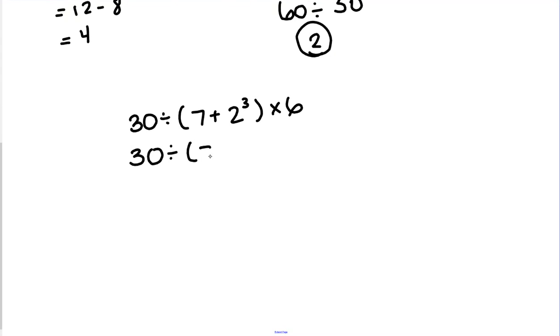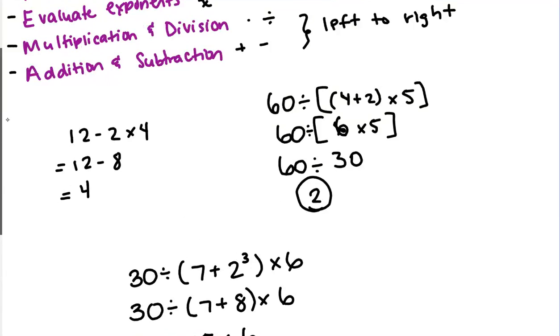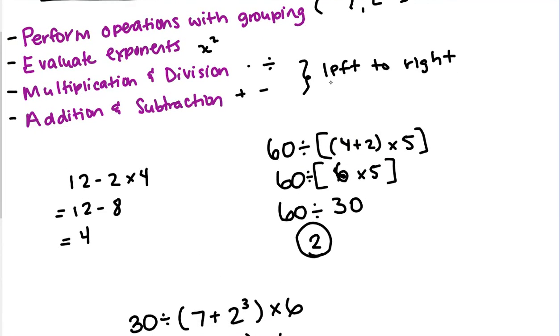So now we have 7 plus 8. And now we can add those together. So 30 divided by 15 times 6. Now I want you to notice here that we need to do our multiplication division from left to right.